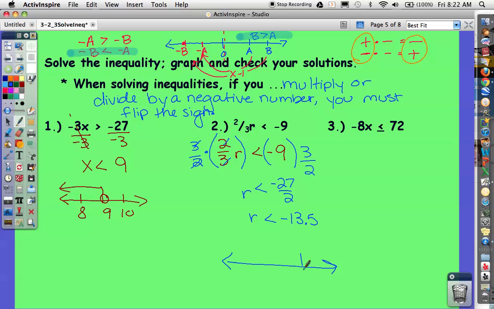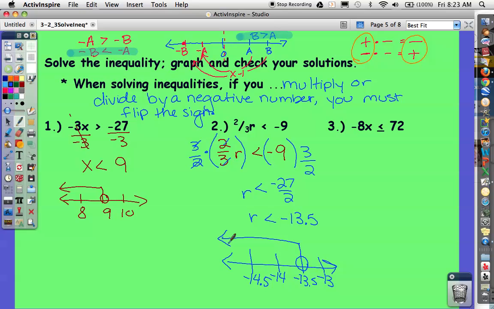Remember, when you're doing your negative numbers, negative 13, negative 13.5. You can do half steps if you want, negative 14, negative 14.5. Notice the larger digit is heading towards the left, right? Those are more negative numbers. So we're going to have negative 13.5 open, shading to the left.